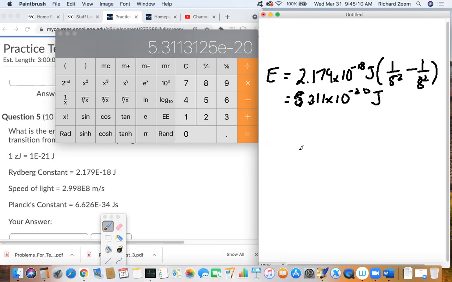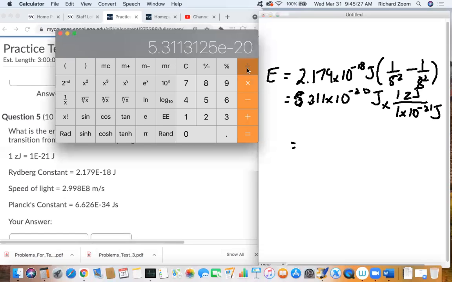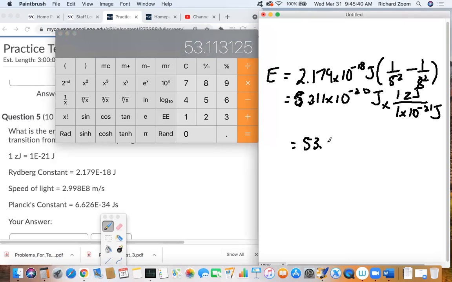Joules. But we need the answer in zeta joules, and I do have a conversion there. So 1 zJ is 1 times 10 to the negative 21 joules. So divide that by 1e negative 21. There we go. So 53.11 zeta joules. The reason I do that is so we end up with a number that you don't have to put in scientific notation.